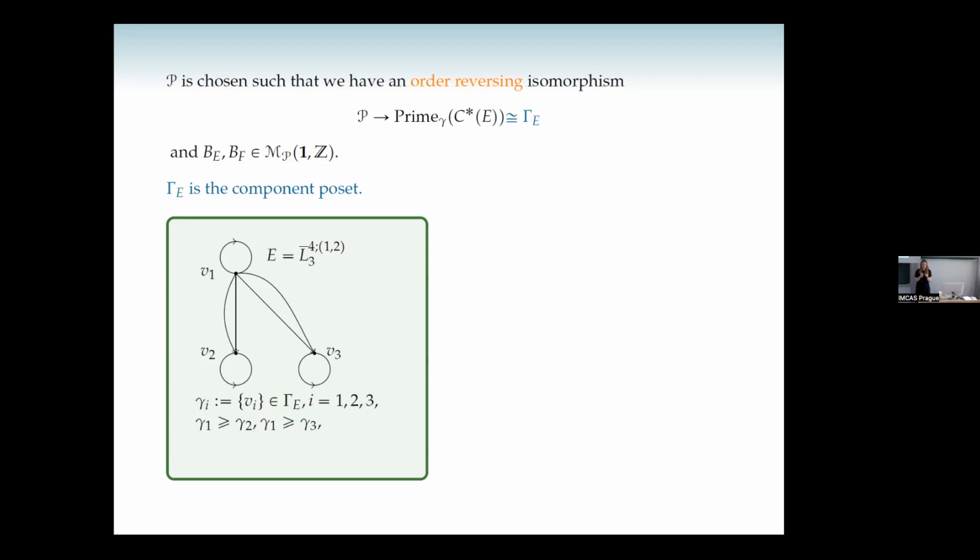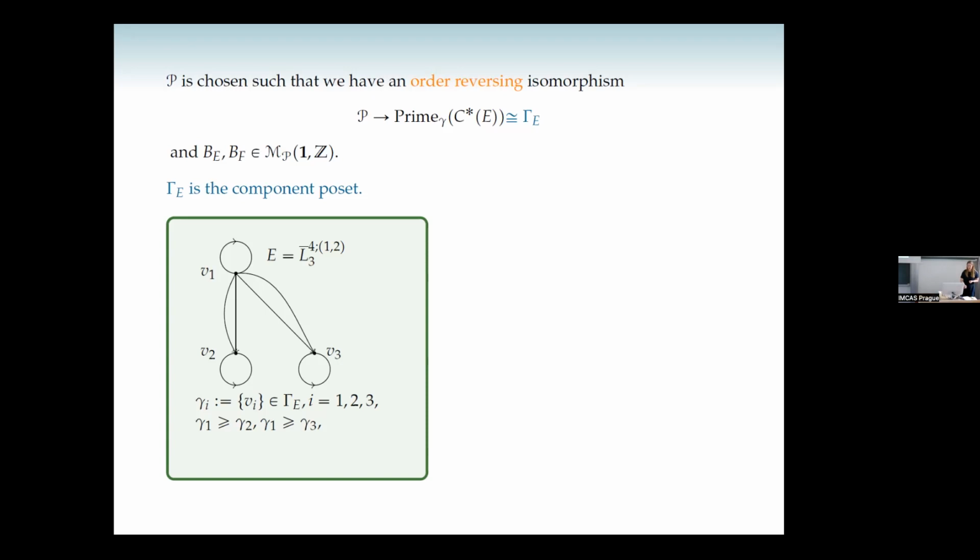Okay, but in the graph here, you see that if I wanted to look at some connected components, I can only choose the singletons. If I took both V1 and V2, there's no way I can get from V2 to V1. So all the elements inside this component poset for these lens spaces are just singletons.